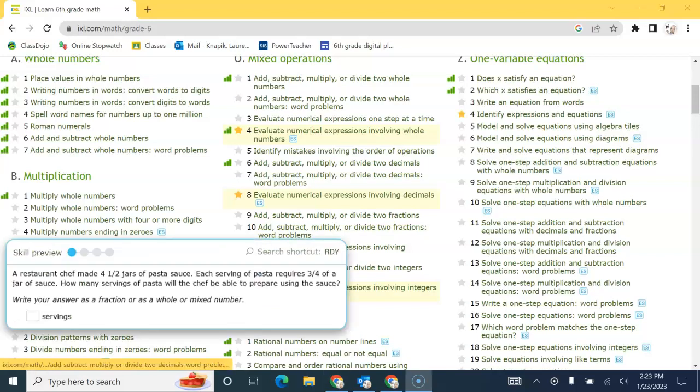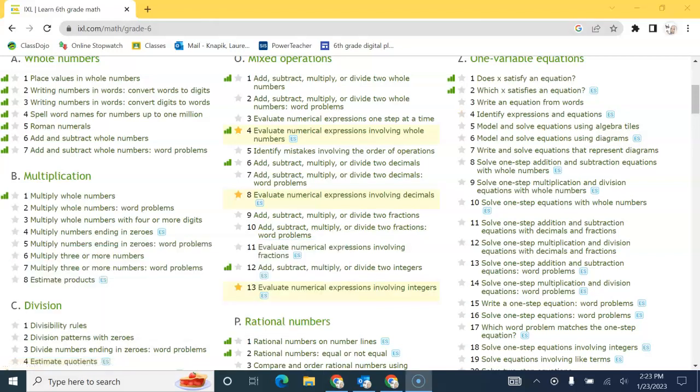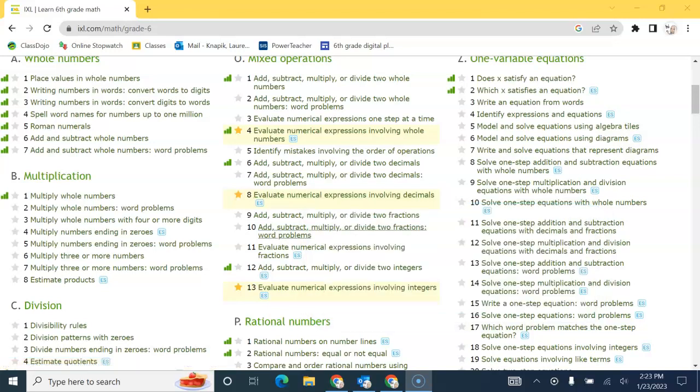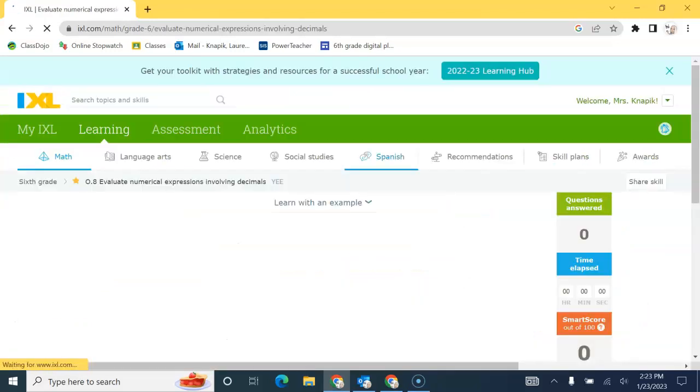All right, so in this video, we're going to go ahead and work on O.8 and O.13. For O.8, you've got to have a SmartScore of 80, and for O.13, I'm looking for a SmartScore of 50. For both O.8 and O.13, you're evaluating numerical expressions. O.8 involves decimals, and O.13 involves integers, which could be positive or negative. So we'll do a couple to practice on O.8.